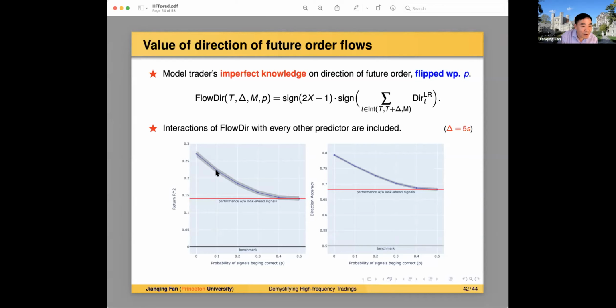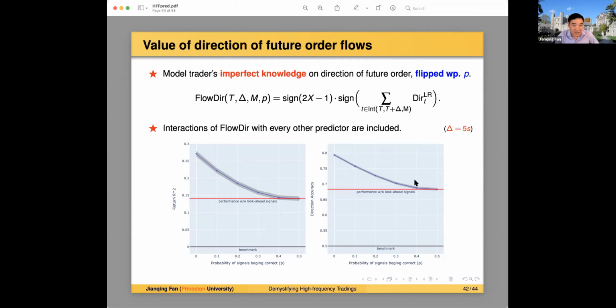Now if you have imperfect knowledge, let's say with 90% probability your predicted sign is correct, it's still 22%, quite high. And when you get to 60% right, you still have a little bit of edge. When you get to 50%, there's no edge at all. So this is the value of future direction. Any company doing this, with proprietary prediction of the future average direction, will have a lot of edge.